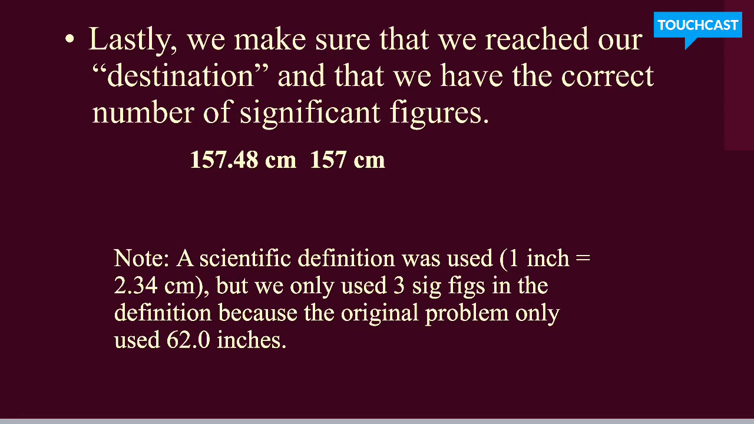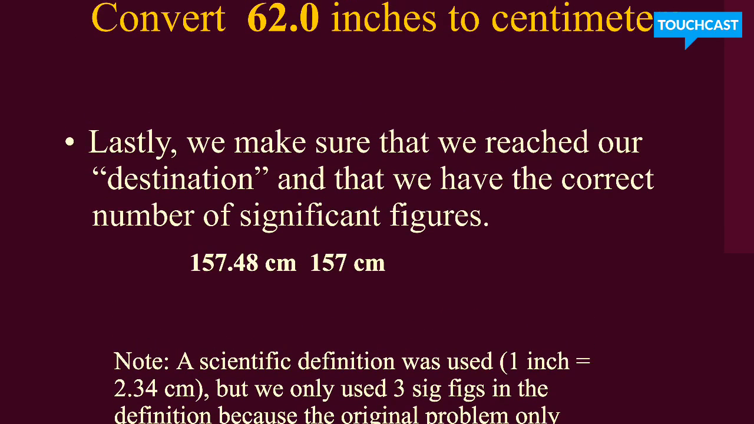Oh, sorry, I forgot. One more note. Notice that we did use a definition. We used the definition that 1 inch is equal to 2.34 centimeters. Now, I guarantee if you were to look this up in a scientific text, you may find that there are more sig figs than just 2.34 centimeters. But why did I only use 2.34 centimeters here? It's because the original problem gave me 3 sig figs. So I only needed to show 3 sig figs in my conversion with the inch.